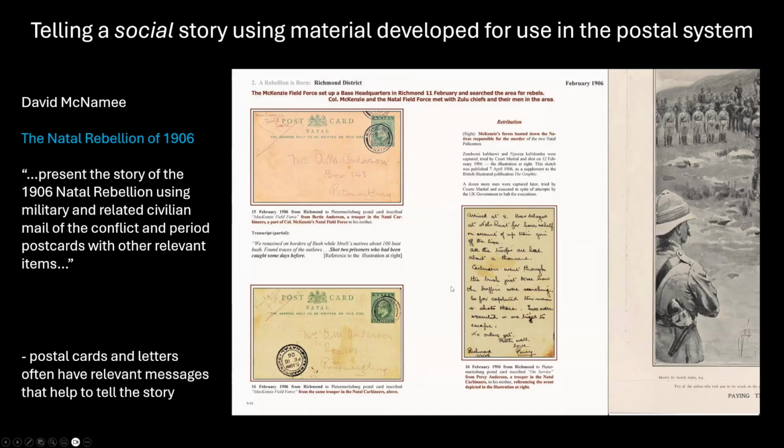So this is just one page that I picked from his exhibit where he shows this particular postcard, and the message on the back is related to the scene from the non-philatelic picture that he has on the next page. So this is another example of how you can use philatelic material to tell a social philately story.